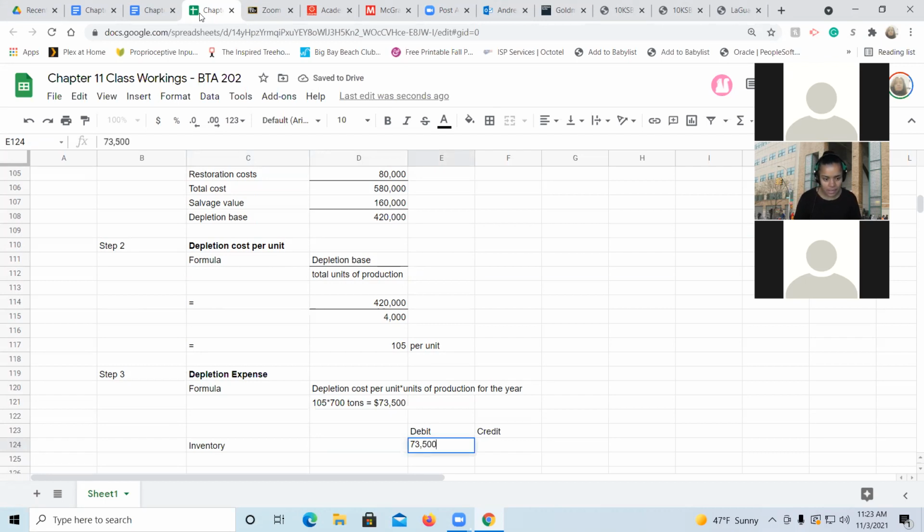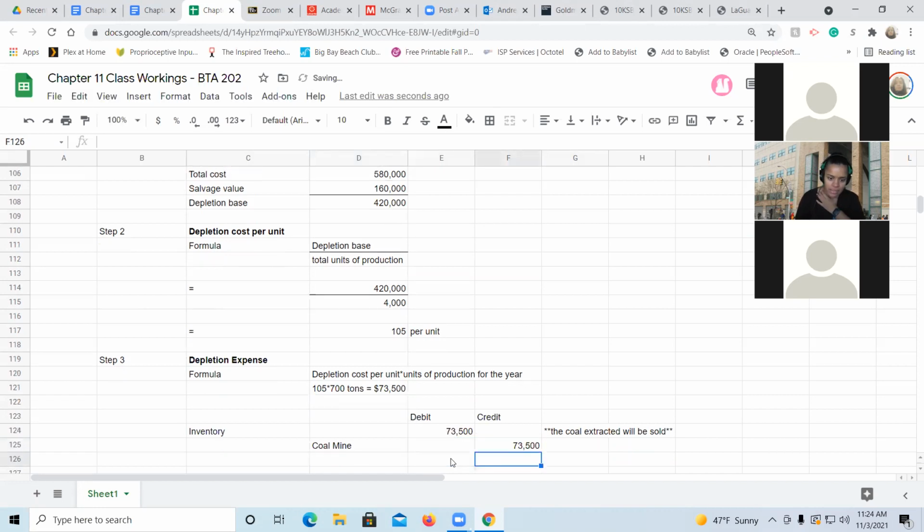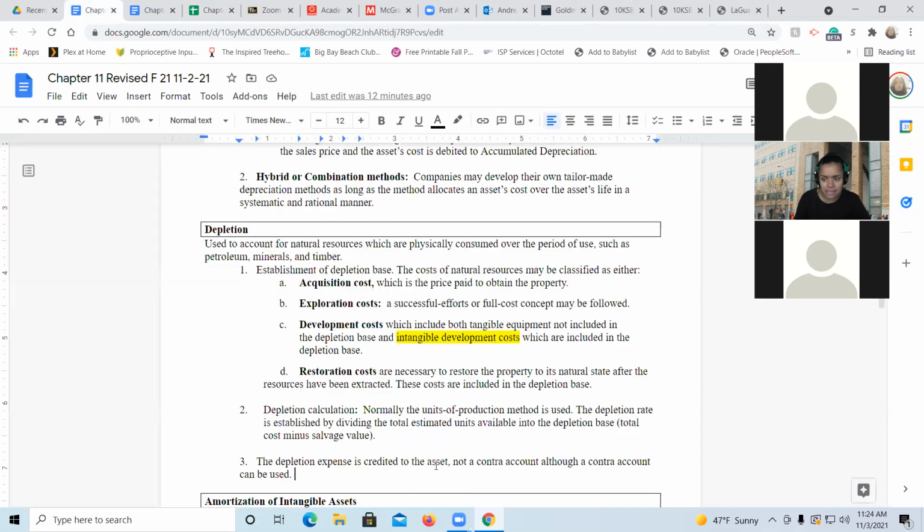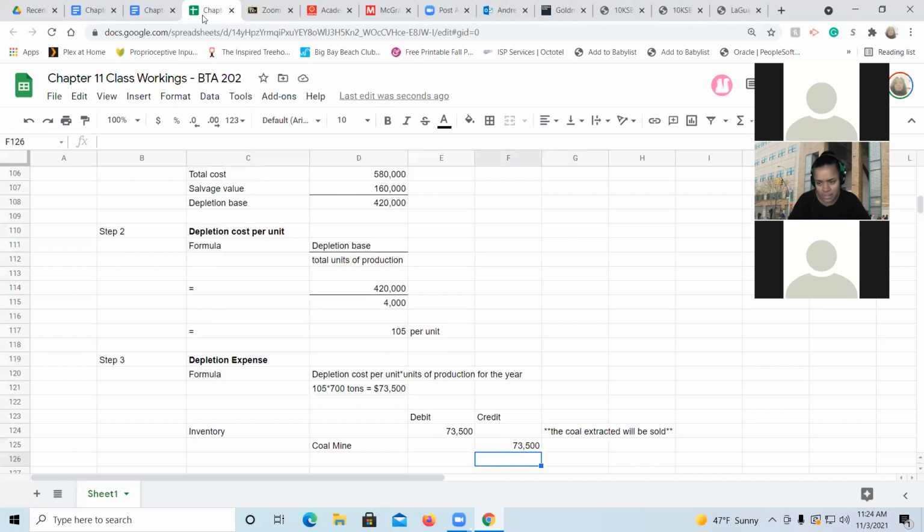So you're going to feel like you're going a little bit crazy now because I'm putting inventory as the debit. And why? Because the coal extracted will be sold. It's not yet an expense, so it's not going to be depletion expense. And the credit also is not accumulated depletion. Remember, the depletion is credited to the asset. You can use a contra account like accumulated depletion, but because the asset is actually being consumed, it does make sense to just credit the coal mine itself and not use an accumulated depletion account.